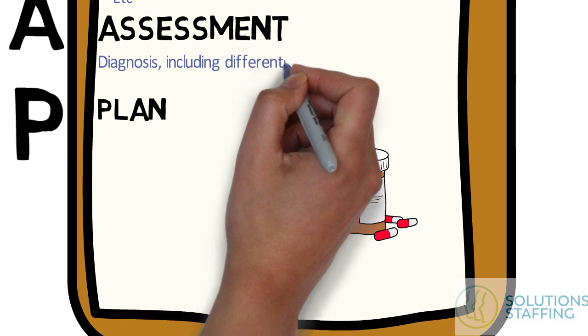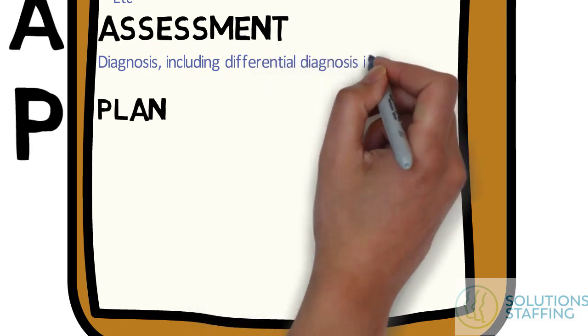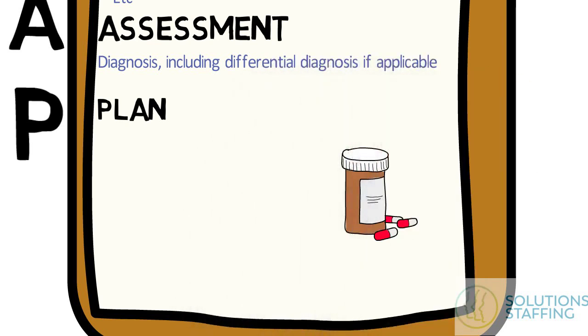Assessment. This is where you put down your diagnosis. And this may seem obvious, but you'd be surprised. It has to match what you've assessed for. Don't put query tuberculosis if all you focused on was an MSK injury.